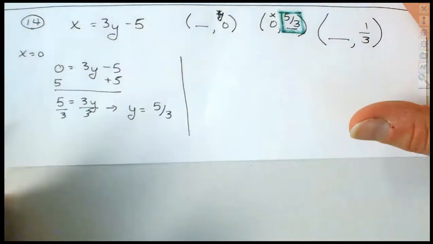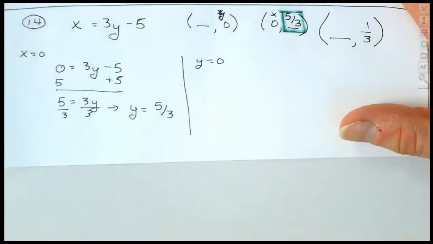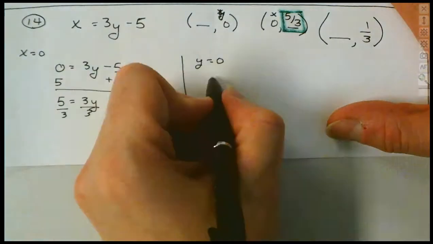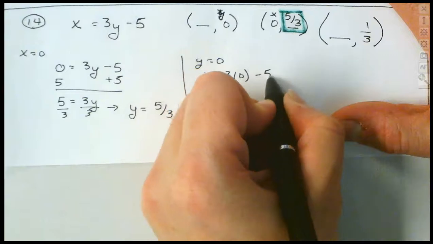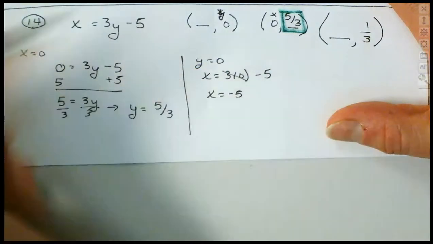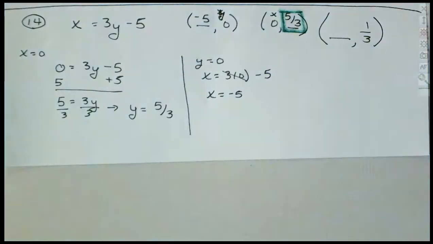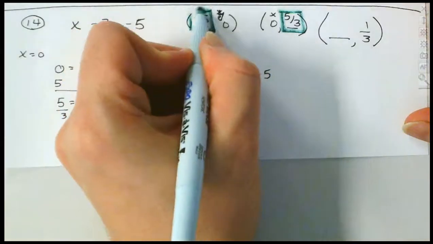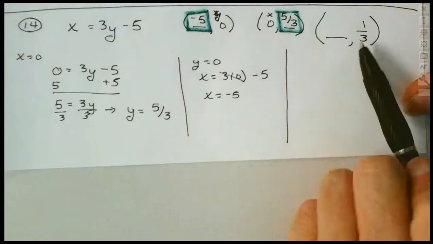The next one, we're going to plug in y equals 0. And if I plug in y equals 0, then I get x equals 3 times 0 minus 5. That's gone. So that one is simply x equals now negative 5. And we need one more. Or we don't have to have one more, but we need to find this last one here.